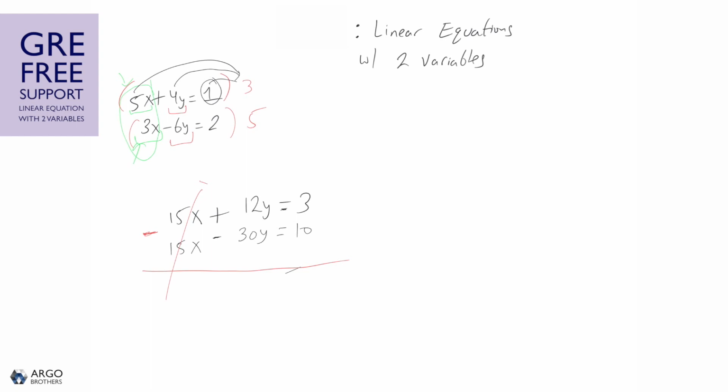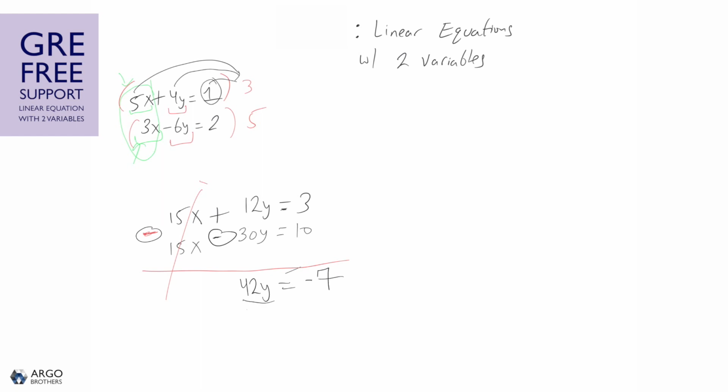Now we have 12y minus 30y. So a minus and a minus gives you a positive. Please do not forget your basic rules of arithmetic. A negative and a negative give you a positive. So it's 12 plus 30y. Well, 12 plus 30 is going to be 42y, is equal to 3 minus 10, which is going to be negative 7.